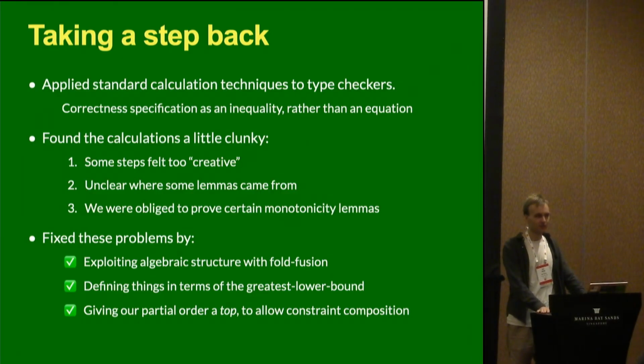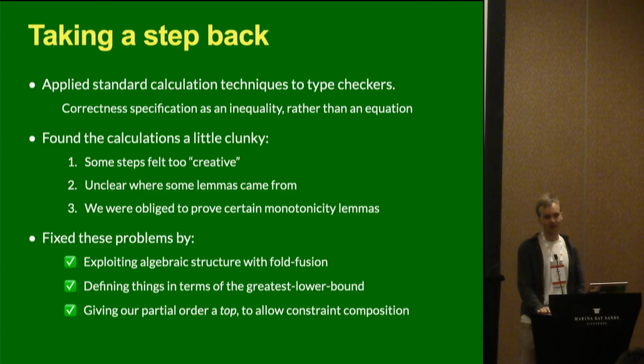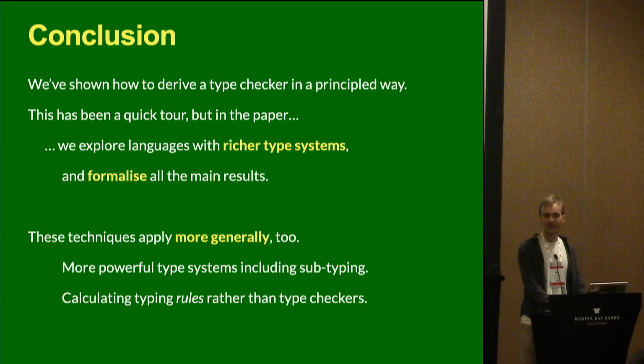And we fixed these things basically by looking at the algebraic structure of the problem that we had here. The fact that our specification really is fold fusion. And also looking at this partial order that we had to introduce in order to generalize the standard techniques to our type checking situation anyway. And this has given us a really nice technique here, I think, that you can apply to various languages. In conclusion, this is a nice principled way to derive type checkers.